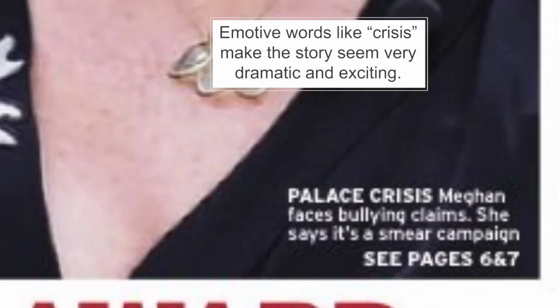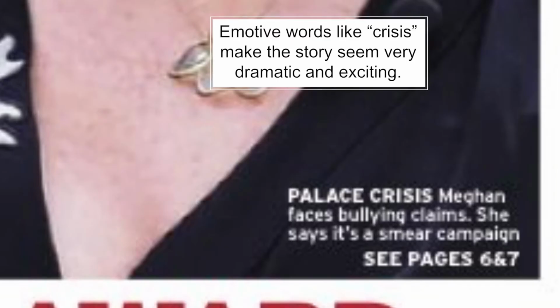There's the use of some quite dramatic wording as well. If you look at the caption on the Meghan Markle picture, they describe the fact that this is a crisis and this is a smear campaign. It makes it feel really dramatic.